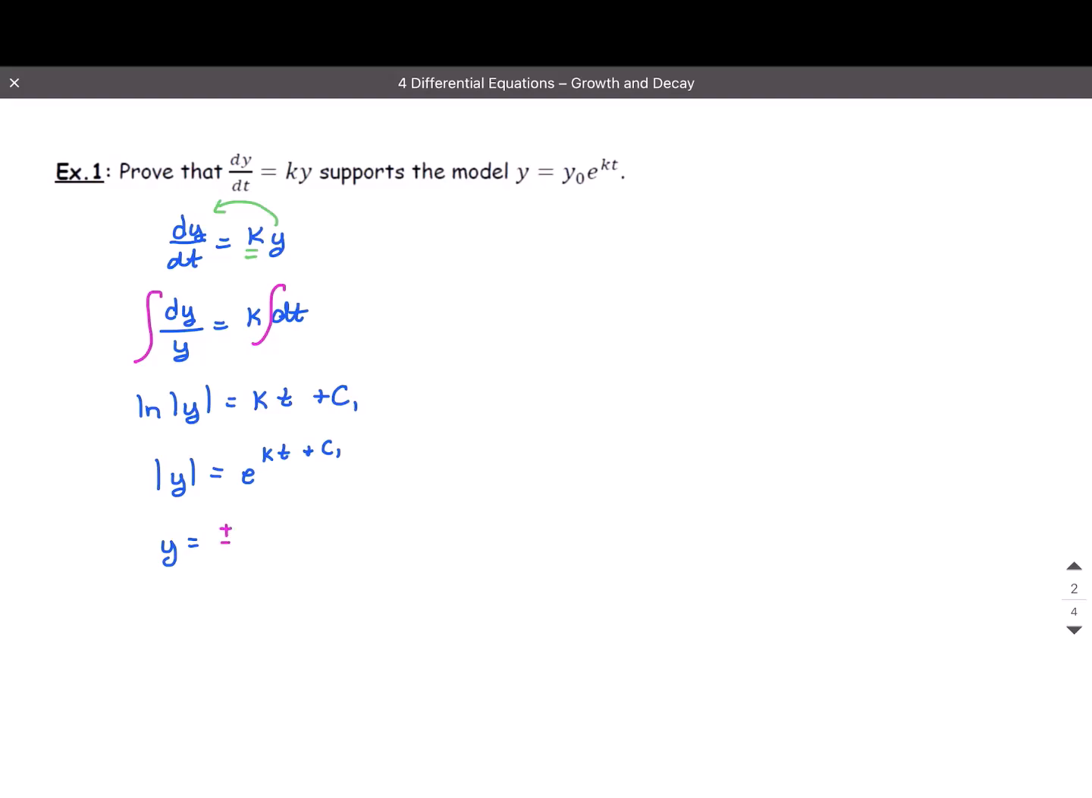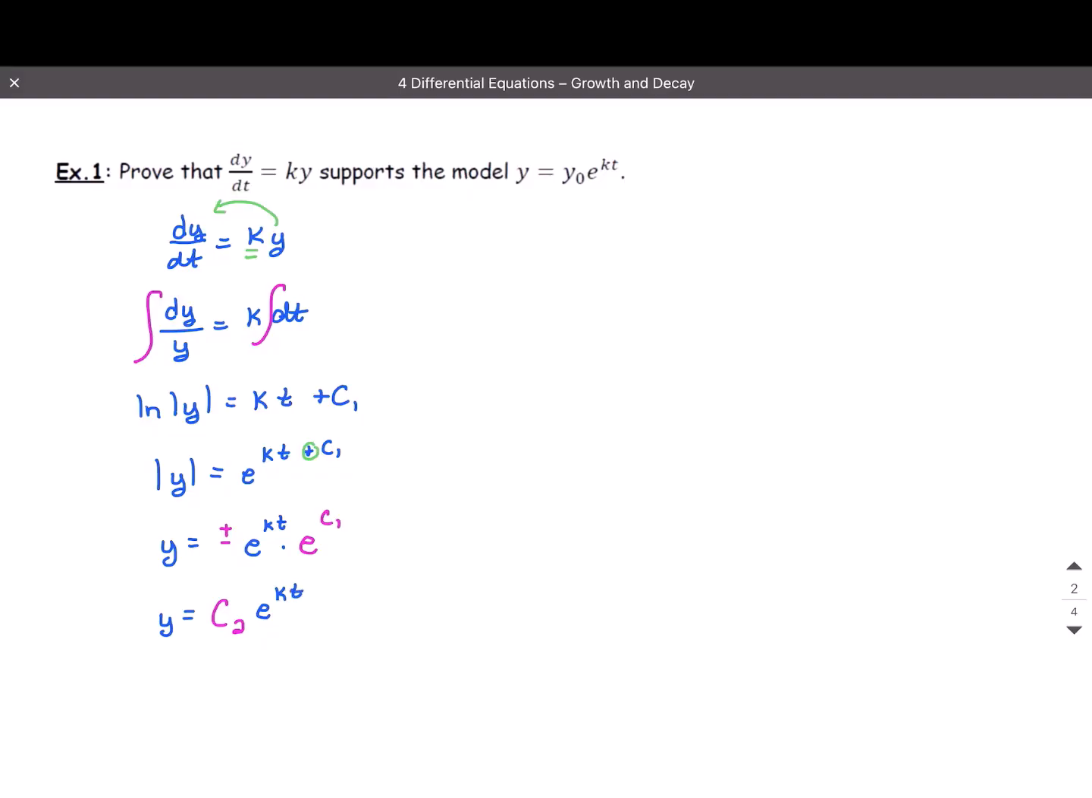And the other thing I want to look at here is if I have addition in an exponent, it means I used to have e to the kt times e to the c1, okay? Now, notice I used pink and blue. Everything that's in the pink is a constant. The positive or negative 1 and the e to the c1. Those are all constants, and constant times a constant is another constant that I'm going to call c2 times e to the kt.